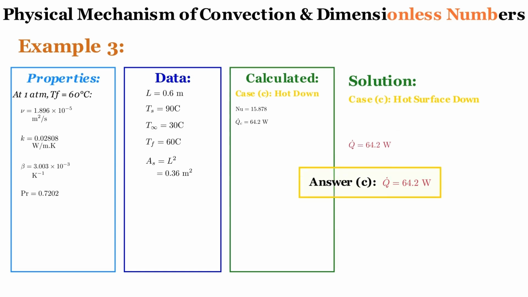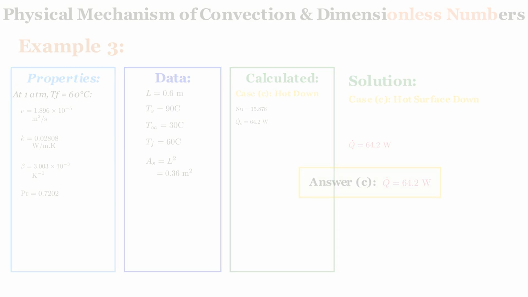Vertical plate gave us 115 watts, hot surface up gave 92.43, and hot surface down gave only 64.2. This shows that orientation really matters in natural convection. The vertical orientation is most effective, while hot surface down is least effective because the hot air is trapped underneath. Great job following through all three cases. Now let's move on to example 4.